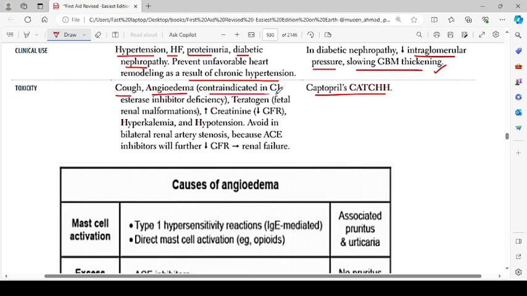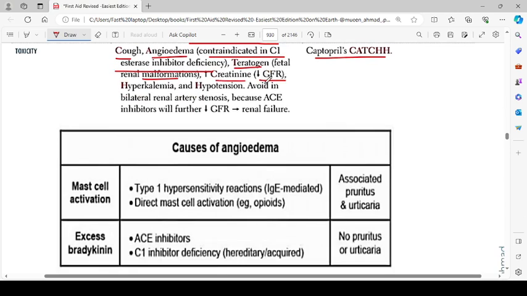It is contraindicated in C1 esterase inhibitor deficiency because in C1 esterase inhibitor deficiency we already have accumulation of bradykinin. On top of that, if we give angiotensin converting enzyme inhibitors, whatever bradykinin was being broken down by the angiotensin converting enzyme itself will also not happen, and that can precipitate angioedema. Then teratogens, fetal renal malformations, increased creatinine, decreased GFR, hyperkalemia and hypotension.